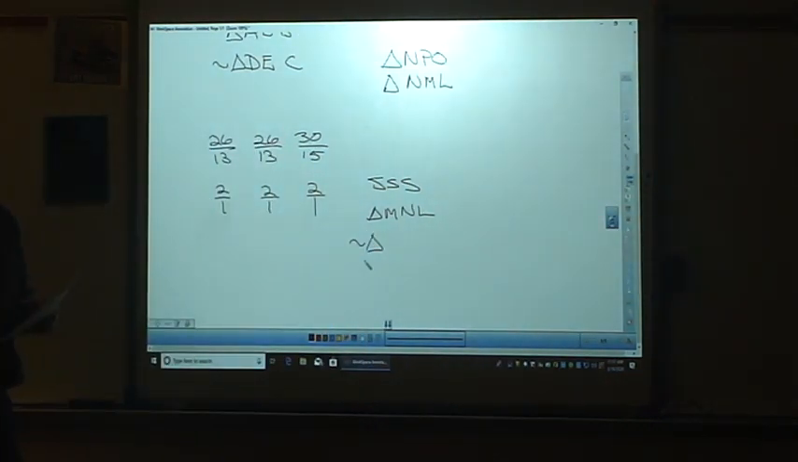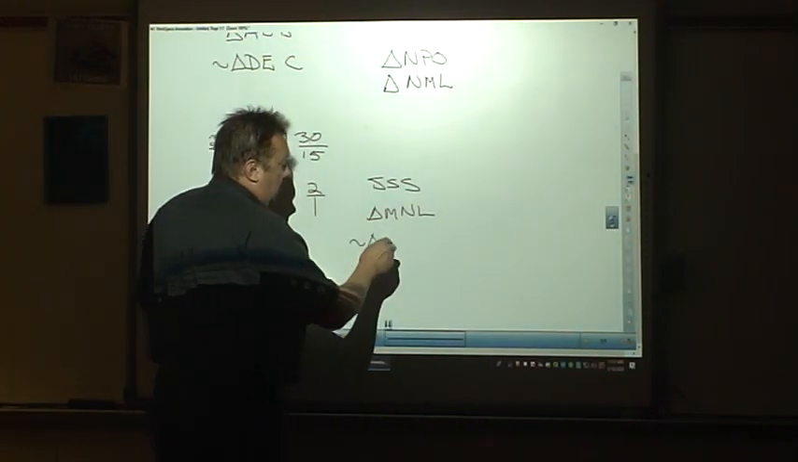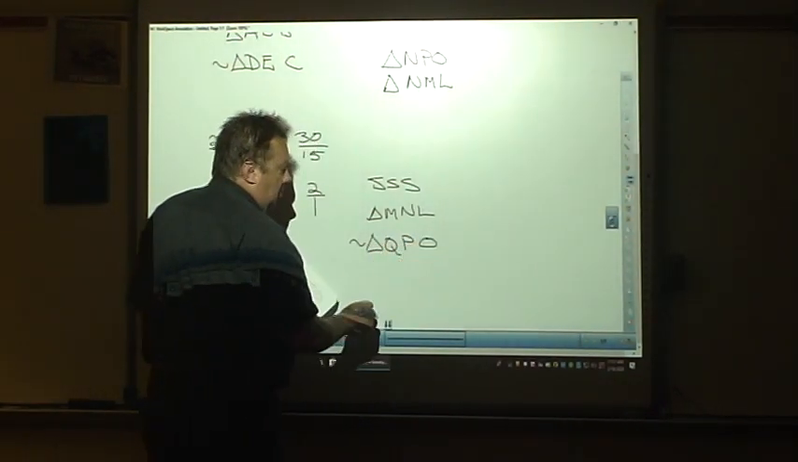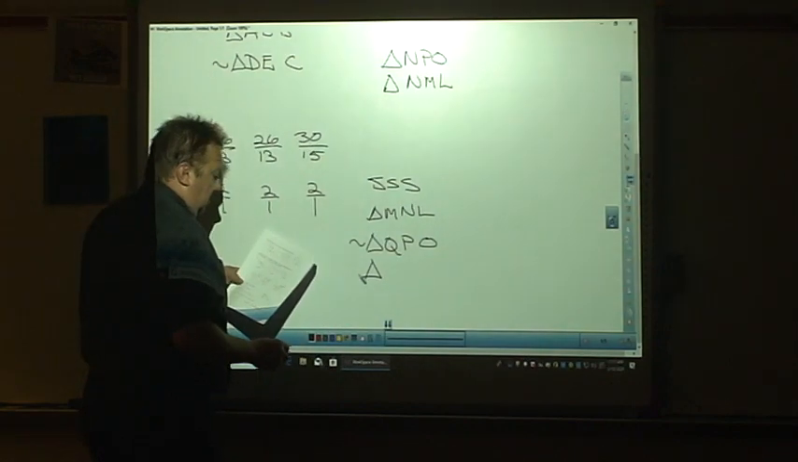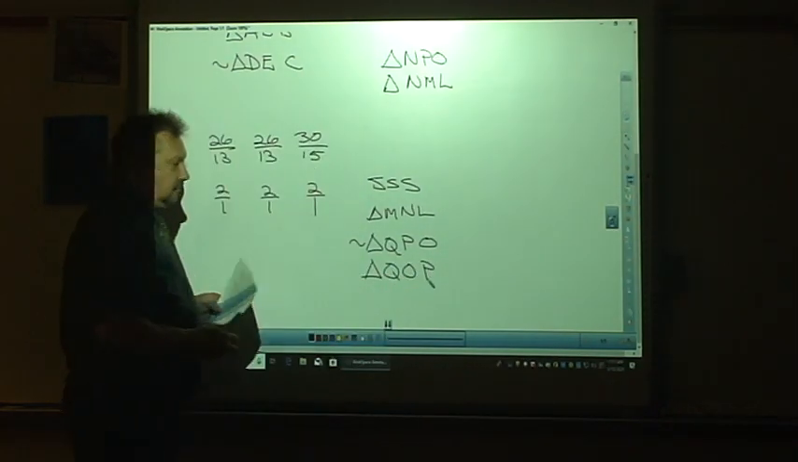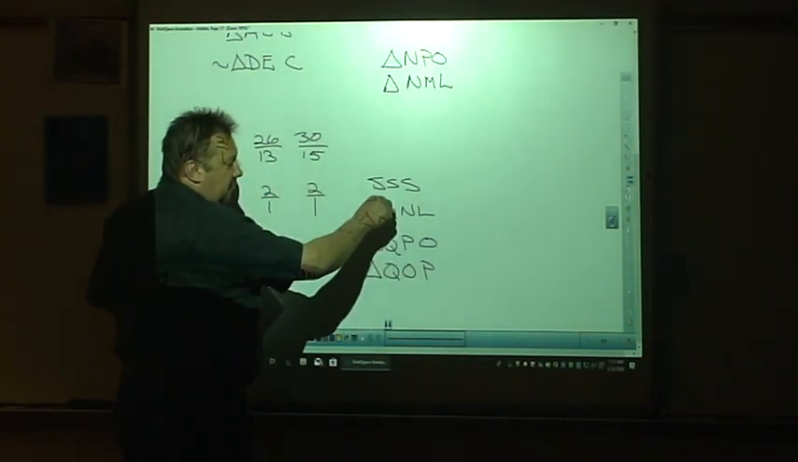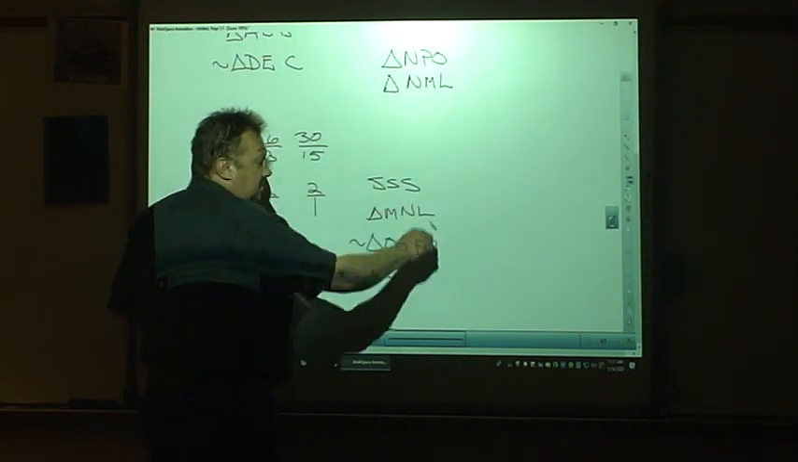Because these are isosceles triangles, we can do 2 different orders. You could do QPO, or you could do QOP. Either one would work. And again, just remember this means these are corresponding, those are corresponding, those are corresponding.